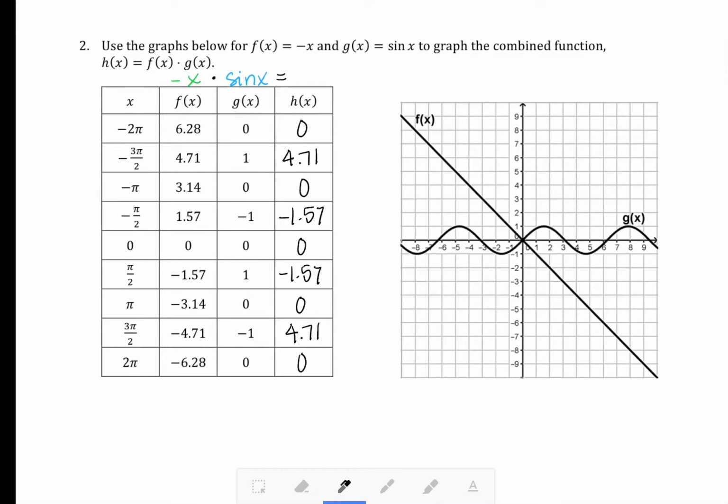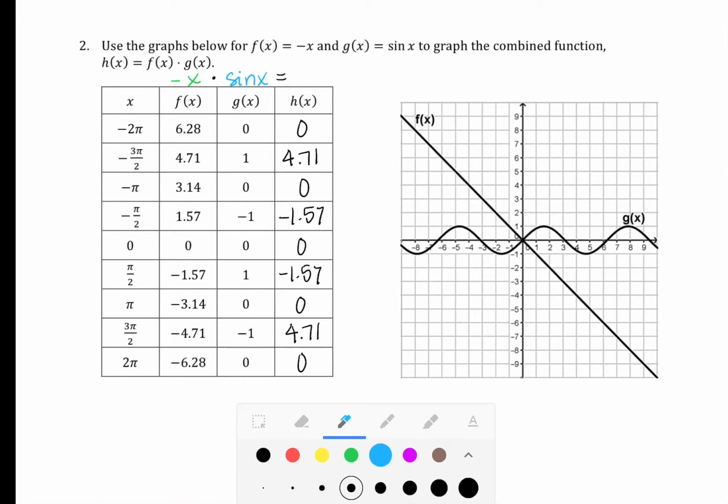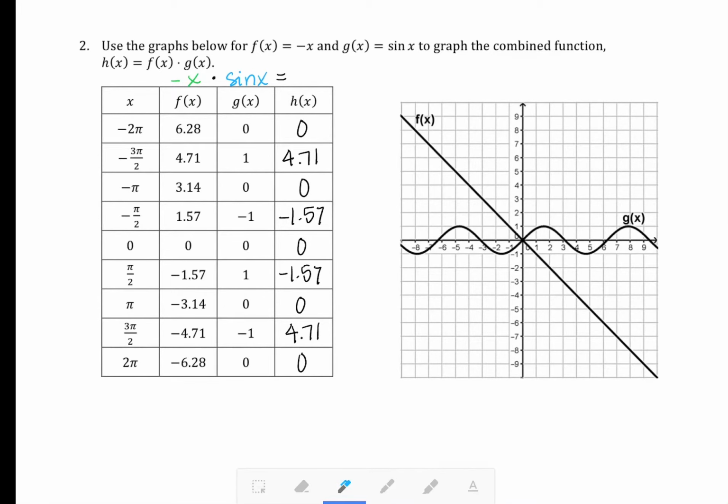Right off the bat, here's what I notice. Wherever there was a 0 in the sine function, it's still a 0, meaning it's still on our midline. So anything that was on the x-axis stays on the x-axis. I'm plotting those right away.